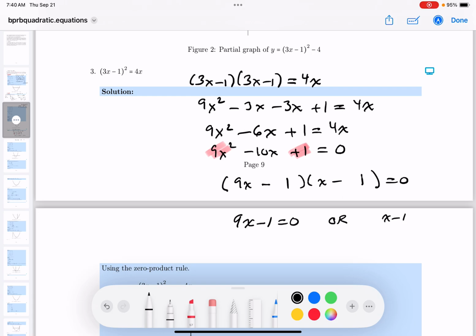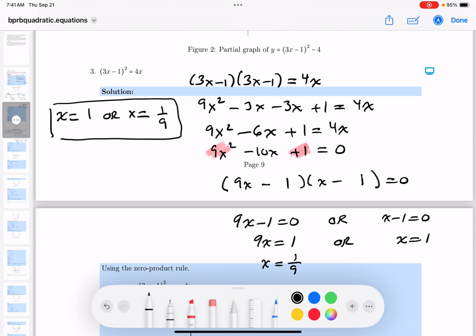And x minus 1 equals 0. Well, the second equation is really simple to write down. The solution is x equals 1. The first one, a little more challenging. It's 9x equals 1. And then I divide both sides by 9. I get 1/9. So I have an answer, and I'll write this down for you. The solution to this problem is going to be x equals 1 or x equals 1/9. I'll put a box around this.